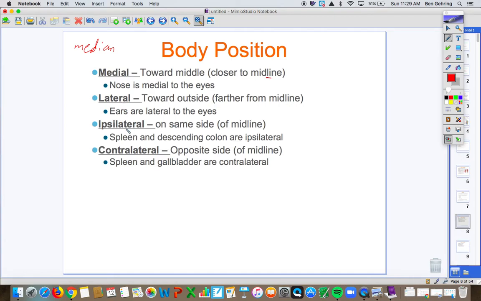If we use the term ipsilateral, this means on the same side of the midline. So if we were to cut a body in half, not anatomical position, but we cut this body in half, your right arm and your right leg are ipsilateral to one another, on the same side. If we use contralateral, so your spleen and your gallbladder are contralateral. They're on opposite sides. Your spleen and your descending colon are ipsilateral, same side.